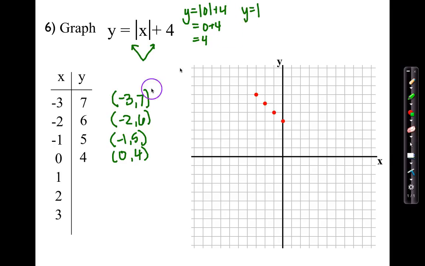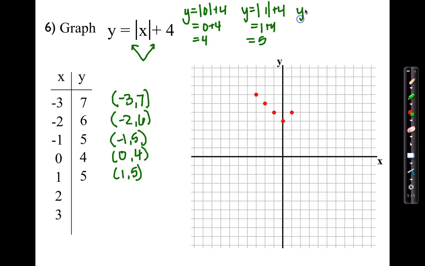Y equals the absolute value of 1 plus 4. So here the absolute value of 1 is 1. 1 plus 4 is 5. So my ordered pair is 1, 5. I'm going to plot that point right here.